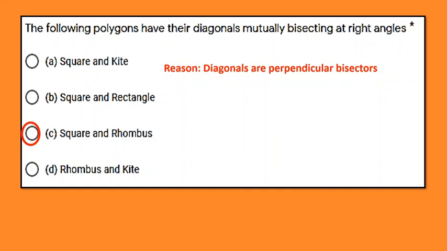Now, try to recollect which are the polygons which have diagonals bisecting at right angles. Plus shape, in which you get it? In rhombus we have that. Plus shape only we draw first and then join the sides. Therefore, rhombus is agreeing with that. Also square agrees. Its diagonals are equal and 90 degrees. But in rhombus, diagonals are not equal, but they cut each other, bisect at 90 degrees. So your answer should be C. Diagonals are perpendicular bisectors.